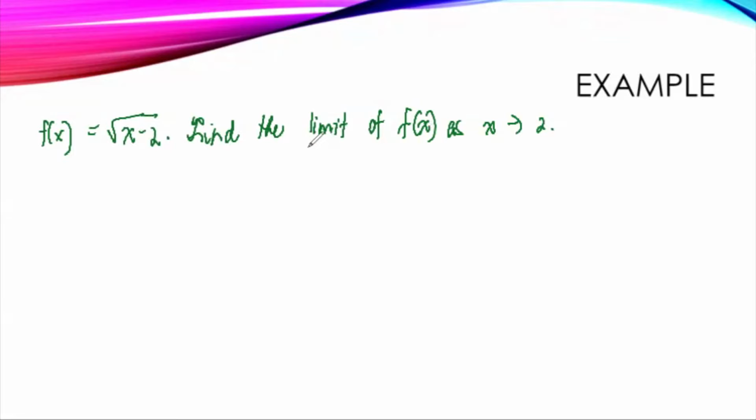Another notation for this is the limit of f of x as x approaches 2. This is another way of writing the limit of a function as x approaches 2. Now, how do we find the limit of this function? Technically, we have to find the domain of this function first, because we only consider the values of x from the right of 2.